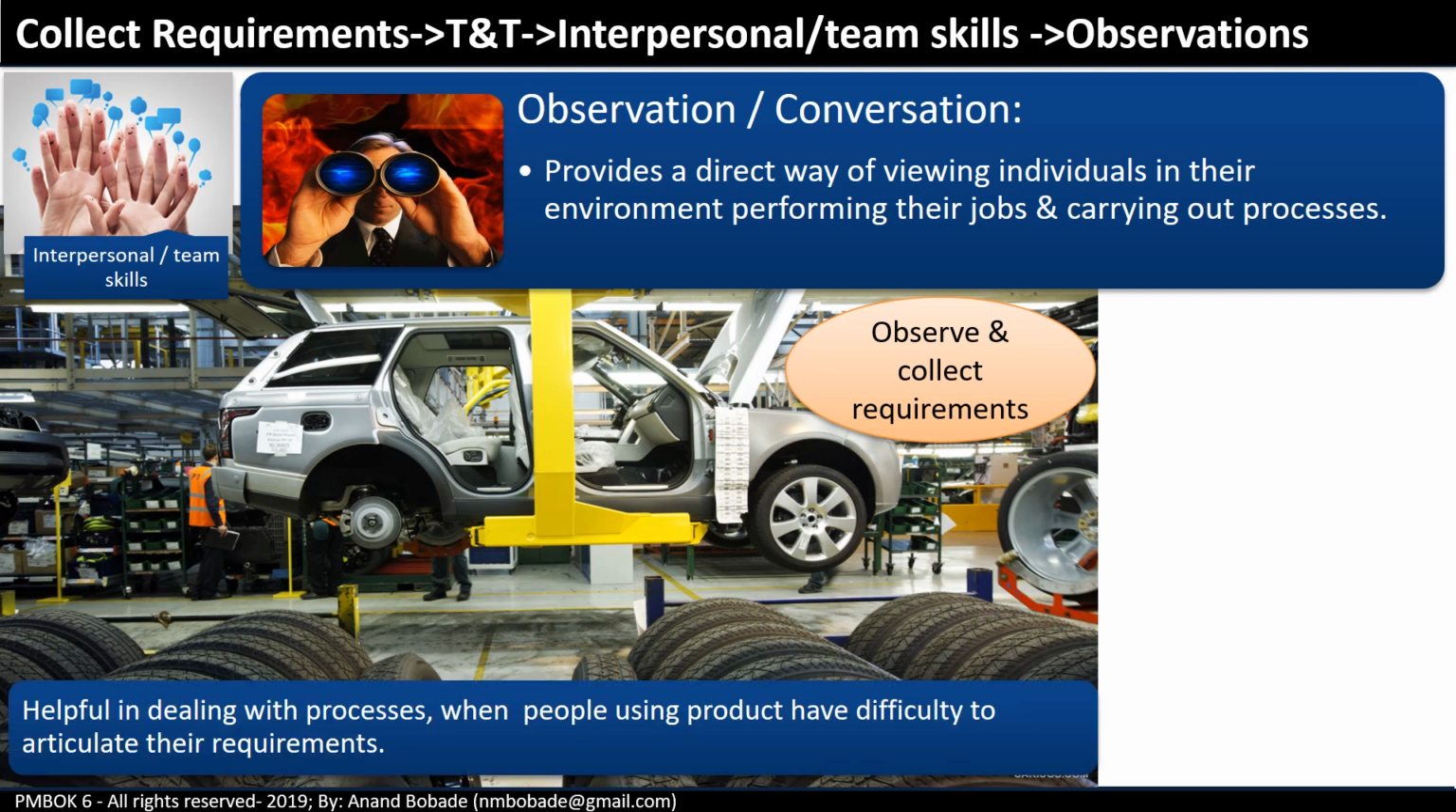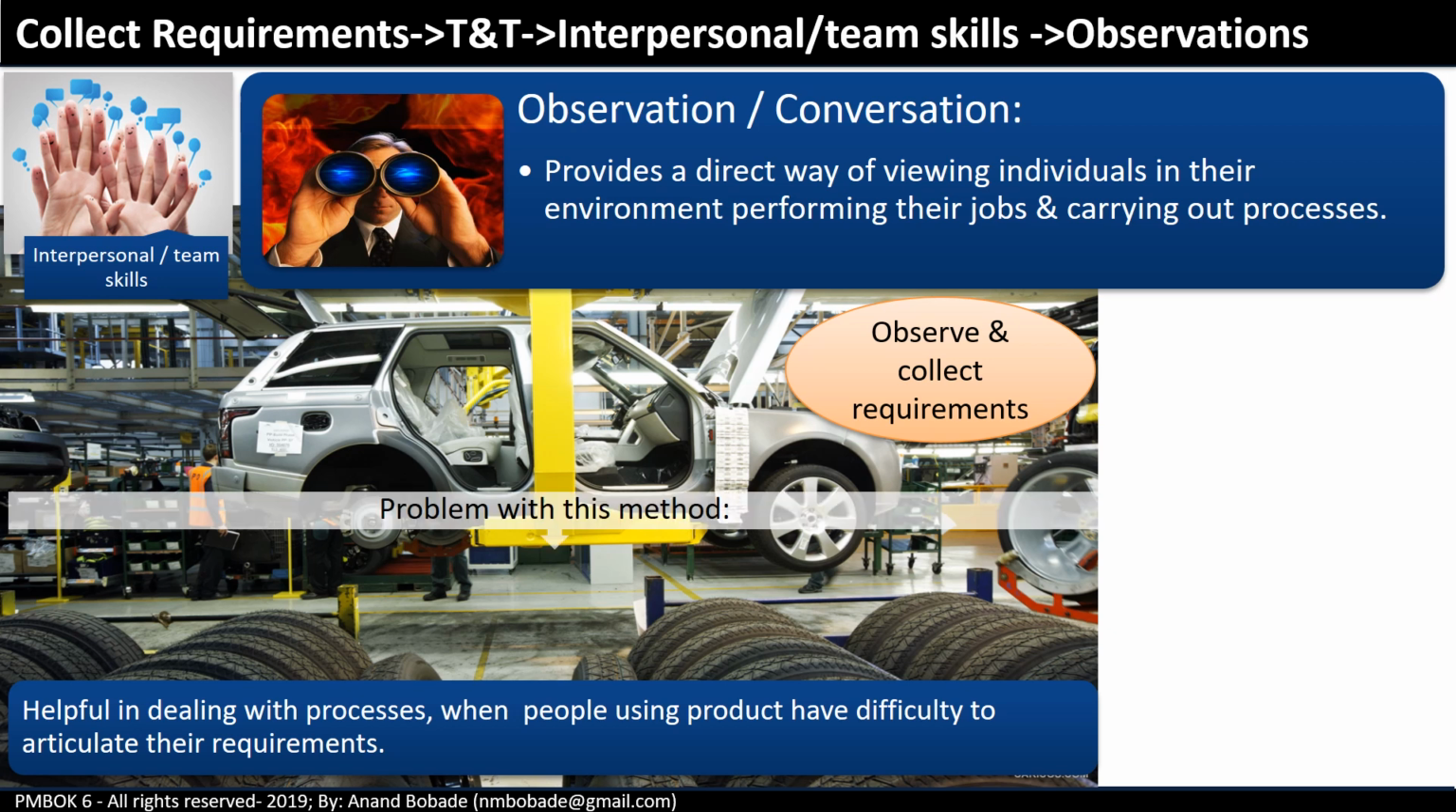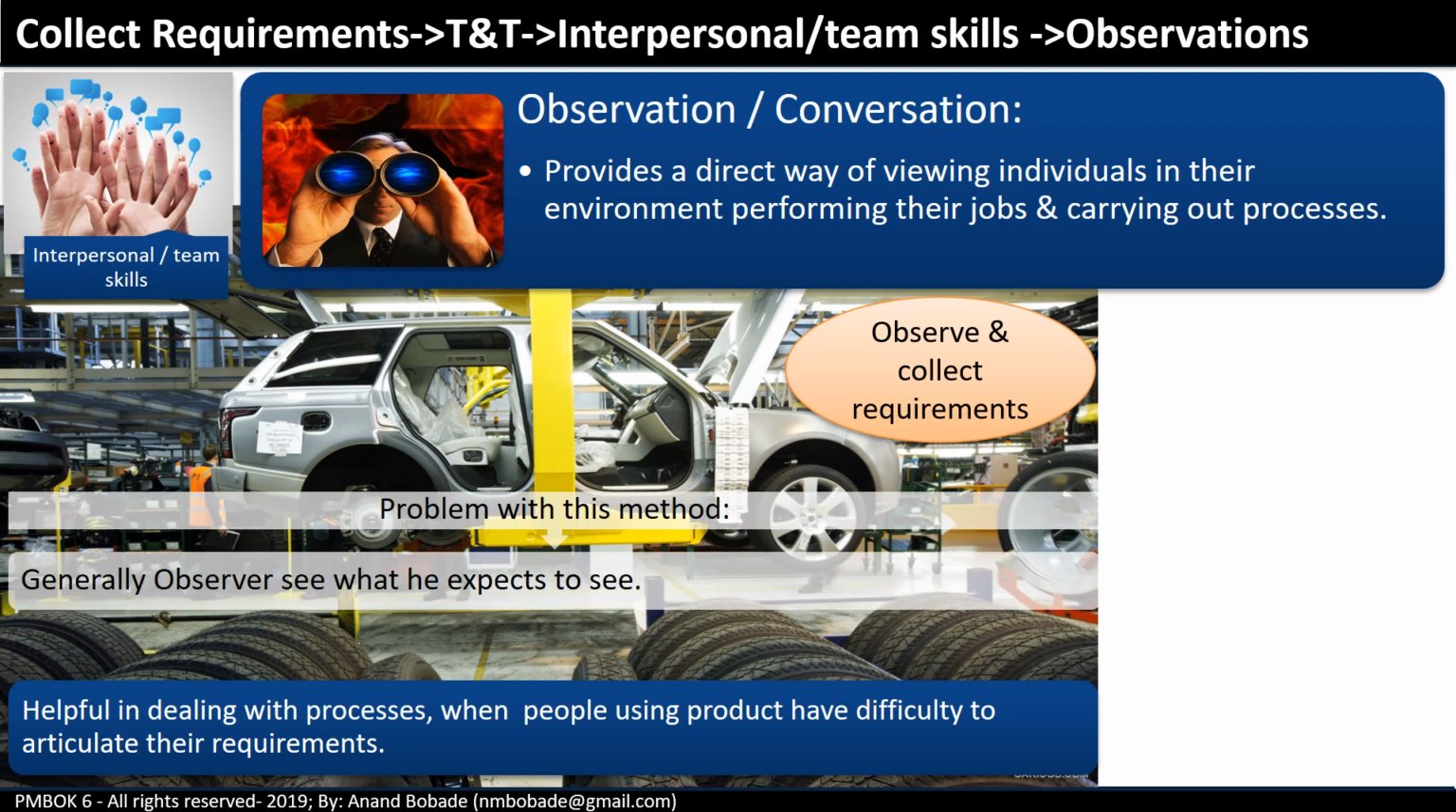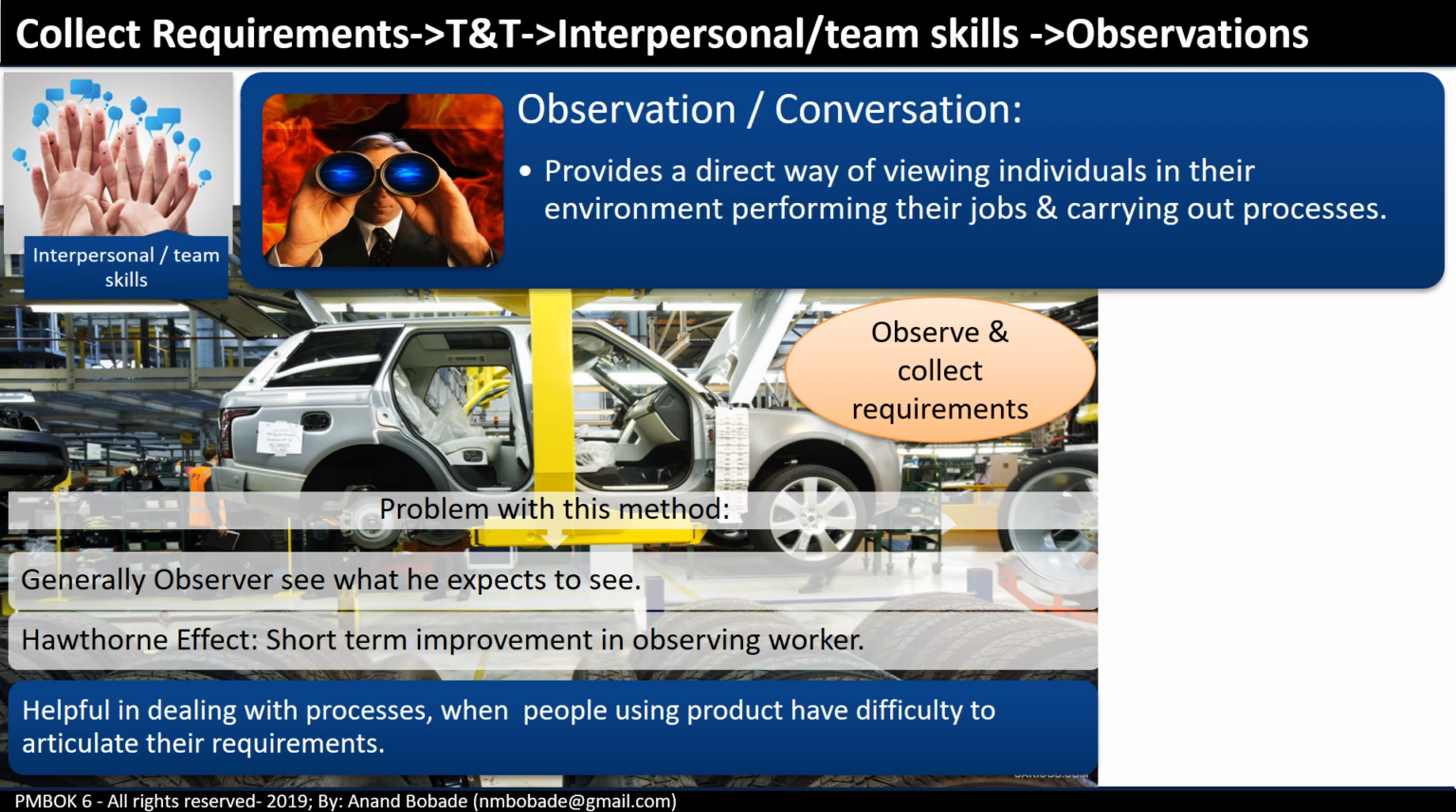Observation provides a direct way of viewing individuals in their environment, performing their jobs and carrying out processes. You can generate ideas on a proposed new product or service by observing individuals or groups using the current product or service and seeing how the process works and how they perform their job. The problem with this method is that the observer generally sees what he expects to see, and there can be the Hawthorne effect, which means there will be a short-term improvement in the observed worker when the worker knows that someone is observing him.